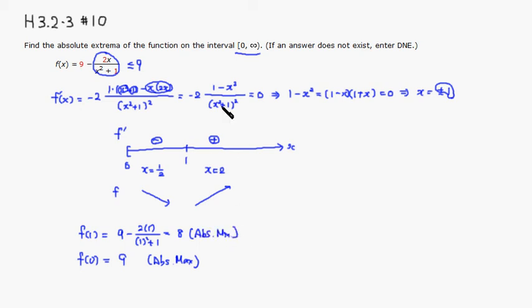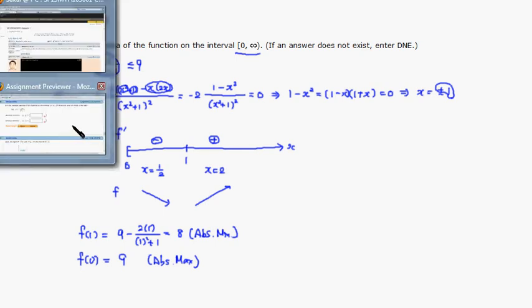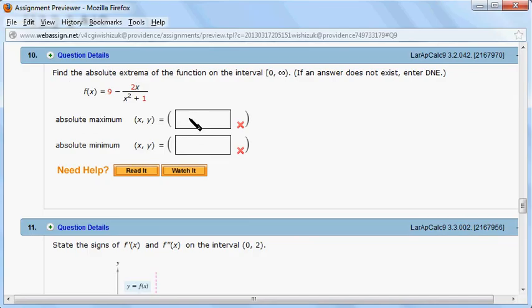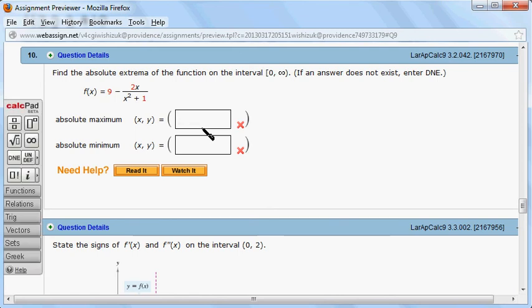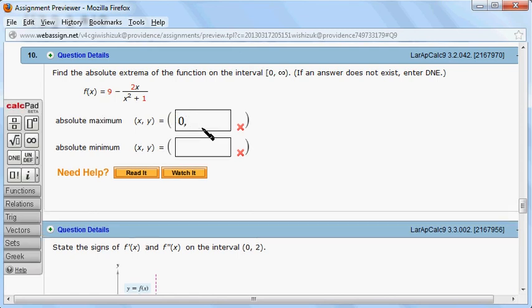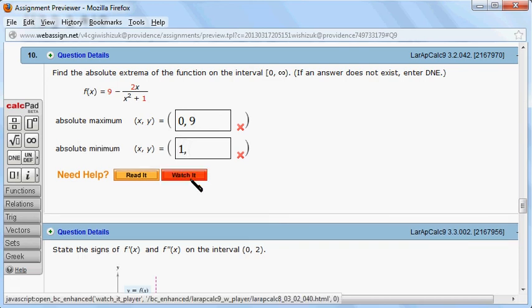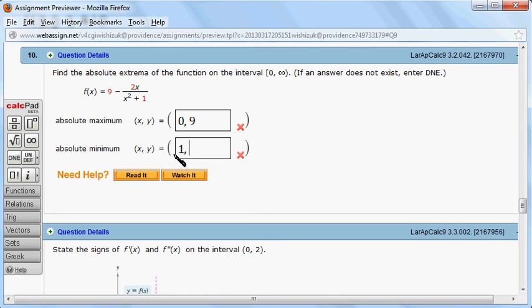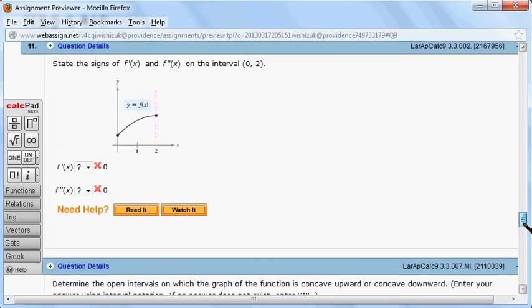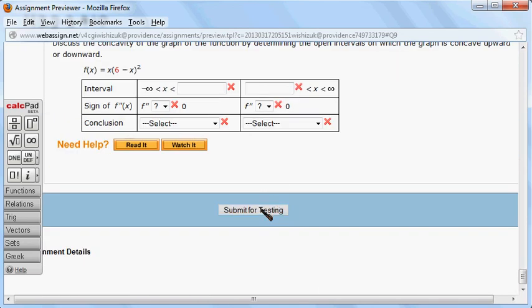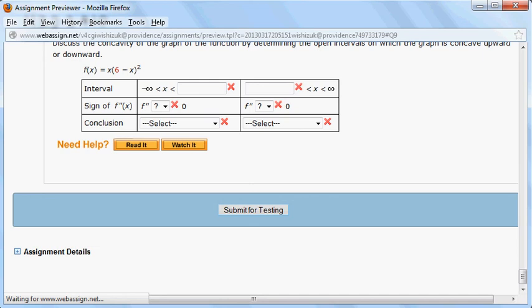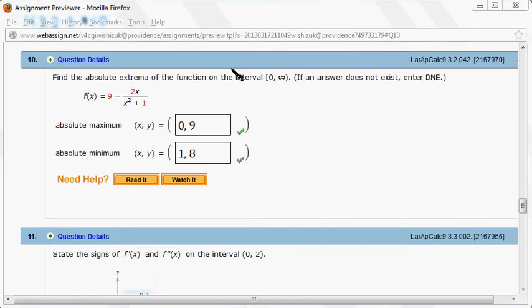All right, let's just type it in. The absolute maximum occurs at 0, and the value is 9. The absolute min occurs at 1, and the value is 8. All right, let's check that. It came back, and it looks like we got them correctly. All right, that's it. I hope that this was clear.